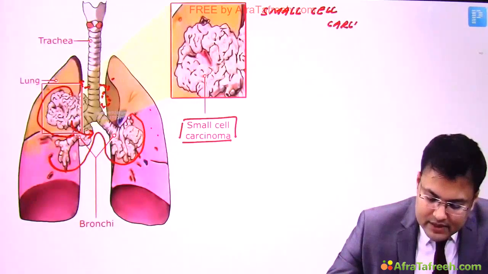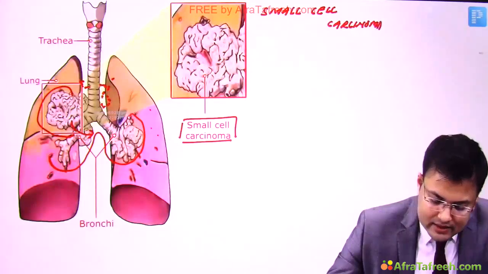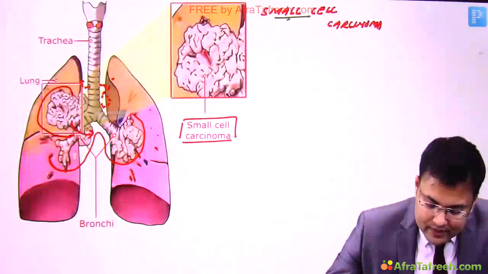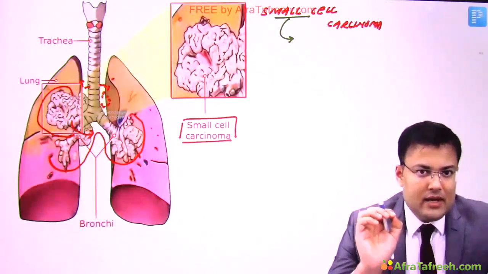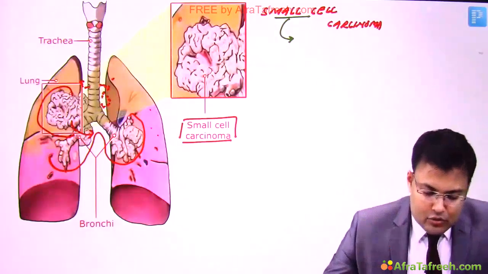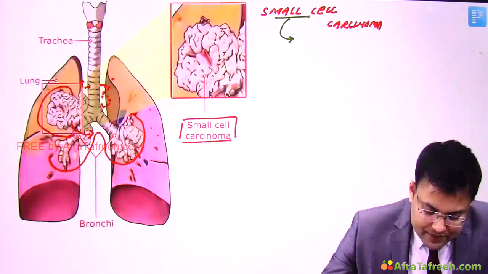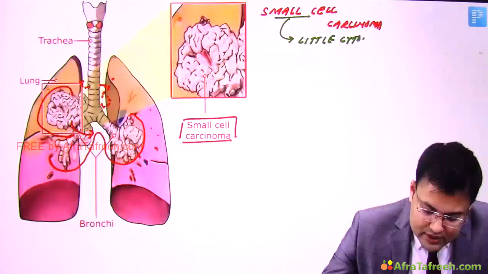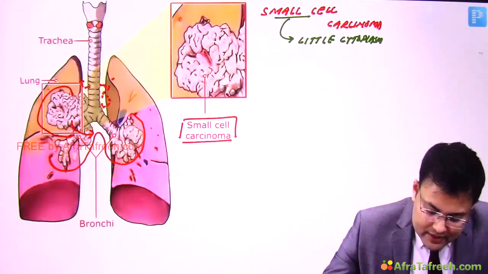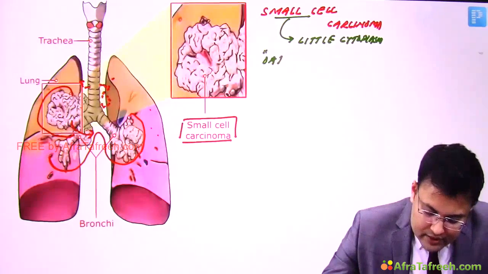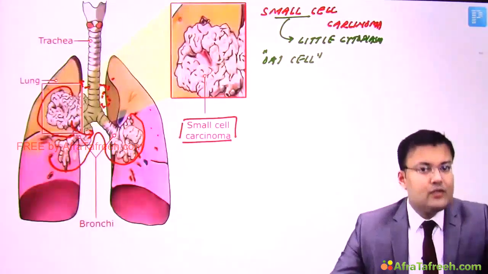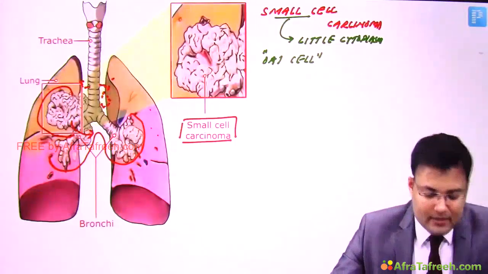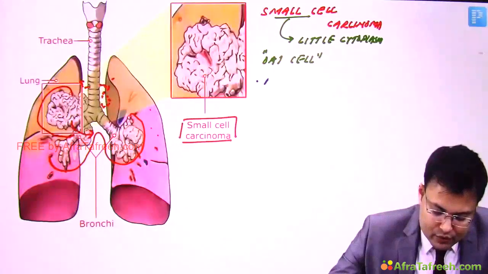The term is self-explanatory. The cells are small, and these small cells have little cytoplasm. That's why it is also known as oat cell. Though the cell is small, it's the most malignant type of carcinoma lung.